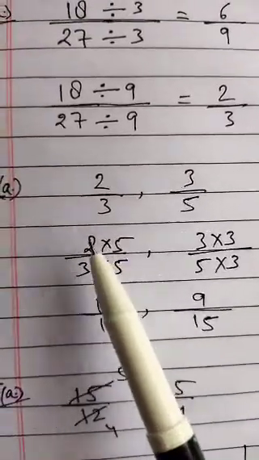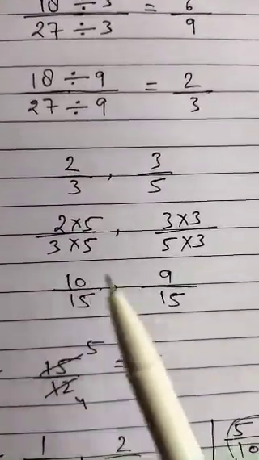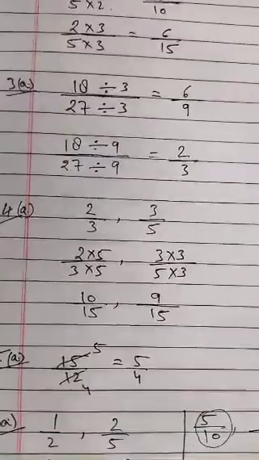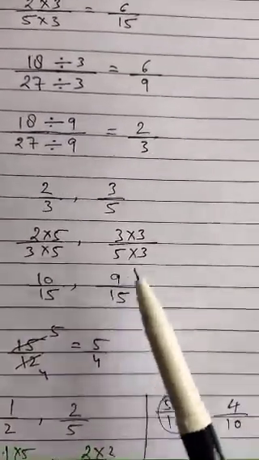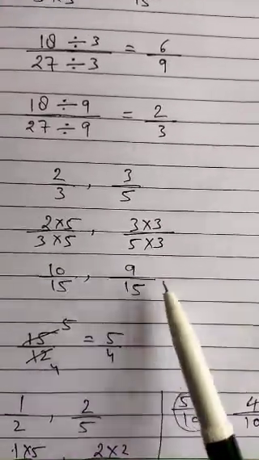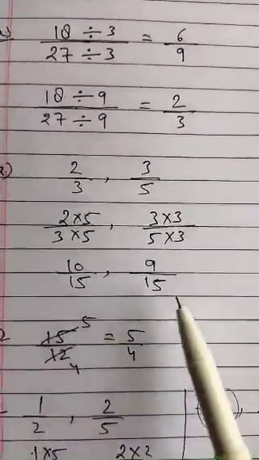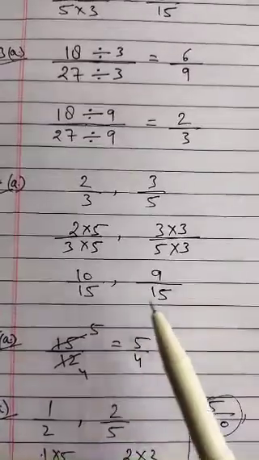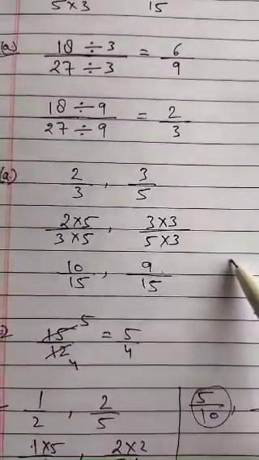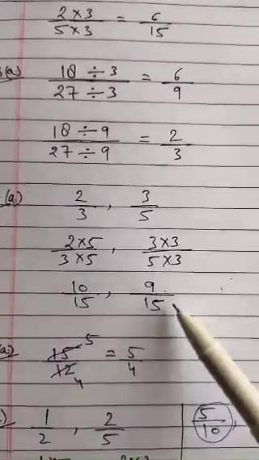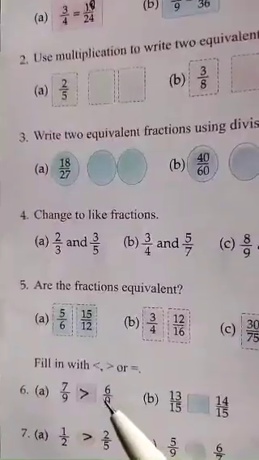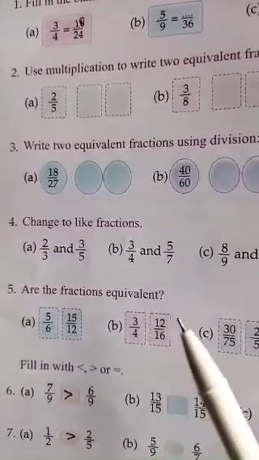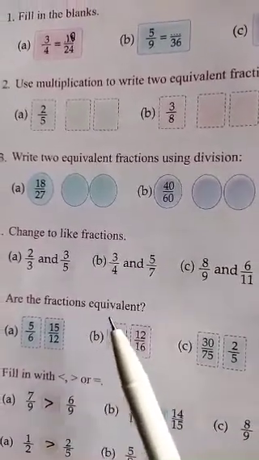After multiplying you will have 5 2s are 10, 5 3s are 15. Then 3 into 3, 9, 5 into 3, 15. So now you will see that the denominator is same. Now this changes into like fraction, this is your answer. This is how you have to change. Hope you can do the remaining part of question number 4.